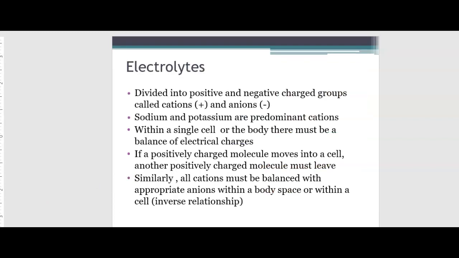So let's just bring back memories about your cations and your anions of what you learned prior to coming to the nursing program. It's coming back, so it never goes away. So within a single cell or the body, there must be a balance of electrical charges. So just read this and see if that knowledge is coming back to you of what you learned in the classes prior to, I believe this would be your physiology class, possibly your micro class that you learn this information in. Now the next slide is going to go over some regulation of fluids.